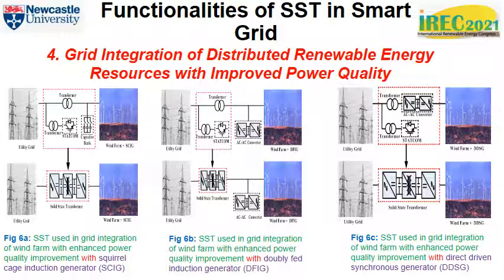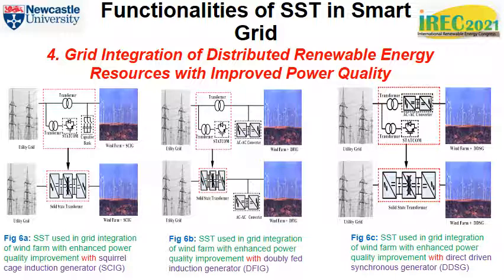Number 4, grid integration of distributed renewable energy resources with improved power quality. In mitigating power quality issues such as voltage sag, voltage swell, voltage transient, and voltage flicker, a smart grid equipped with solid-state transformer can automatically adjust and maintain the system voltage and current to one having smooth sinusoidal waveform without the need of capacitor banks or other flexible alternating current transmission system, known as FACTS devices, such as static synchronous compensator, known as STATCOM.